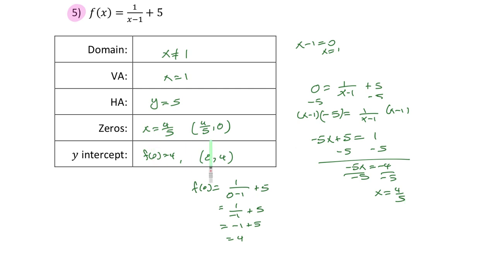And that's my zero. In this case, my denominator is x minus 1. I can substitute then f of 0. So I got 1 over 0 minus 1. 0 minus 1 is negative 1. So 1 divided by negative 1 is negative 1. Negative 1 plus 5 is 4. So my y-intercept is 0, 4. And that's it for this lesson.